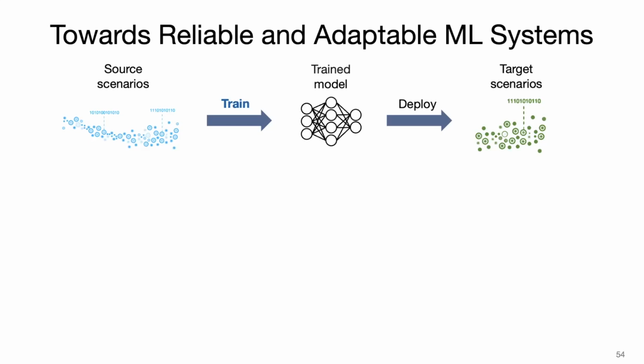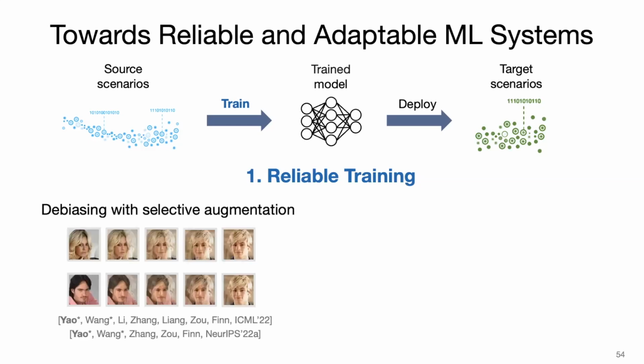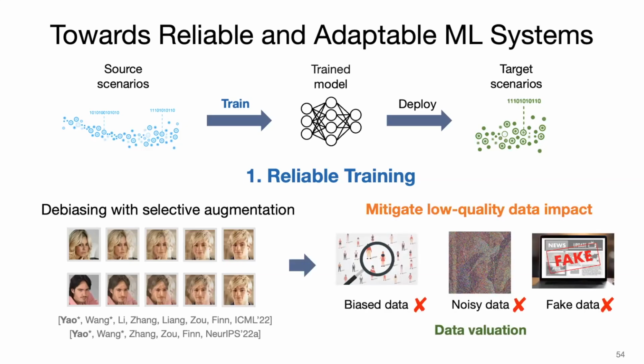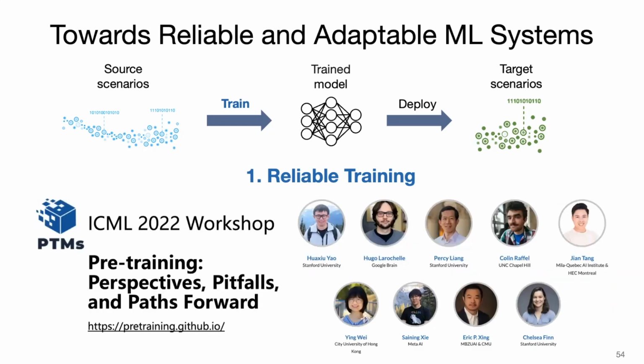The first one will happen during the training stage. In the training stage, I aim to build reliable training models. My current works already show that we can improve these machine learning models by doing the selective augmentation. And in the future, I plan to more systematically investigate the problem by mitigating the low quality data impact. Some data points can cause bias, and some data points have noise or are even fake data points. One way to do so is to do some data evaluation to judge the importance of every data point and to filter out the data points that can cause negative impacts. And in terms of the training stage, we also seek support from the community by organizing this ICML 2022 workshop on pre-training.